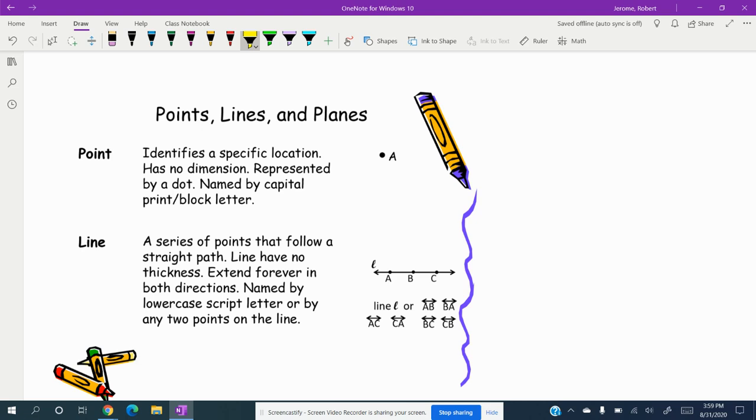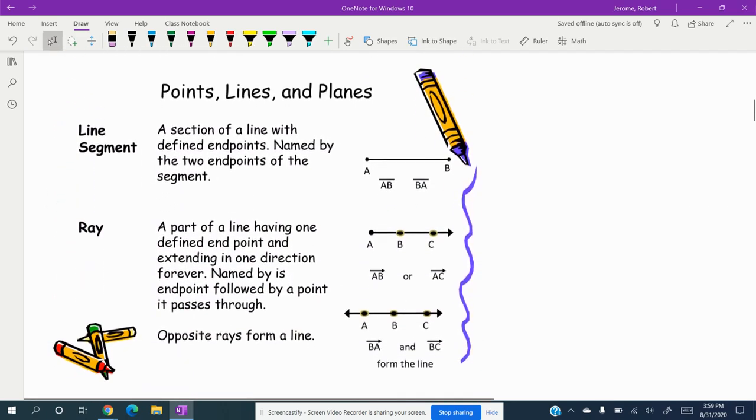So this line right here has 7 different ways of naming it. We can name a line using any 2 points on that line in either order. Or we can use a lowercase script letter if it's provided. We can't just make it up because everybody would pick a different letter. But we have a line.